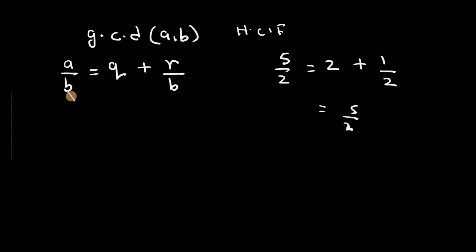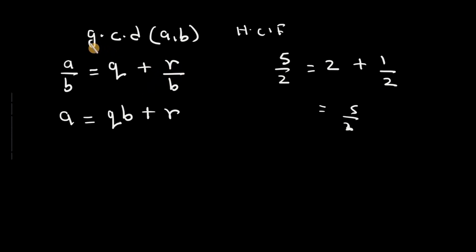Now, let's say we multiply the left hand side and the right hand side by b. We'll have a equals qb plus r. You also know that a here means the dividend, and what is dividing a is called the divisor, and the answer we obtain is always called the quotient, and r the remainder.